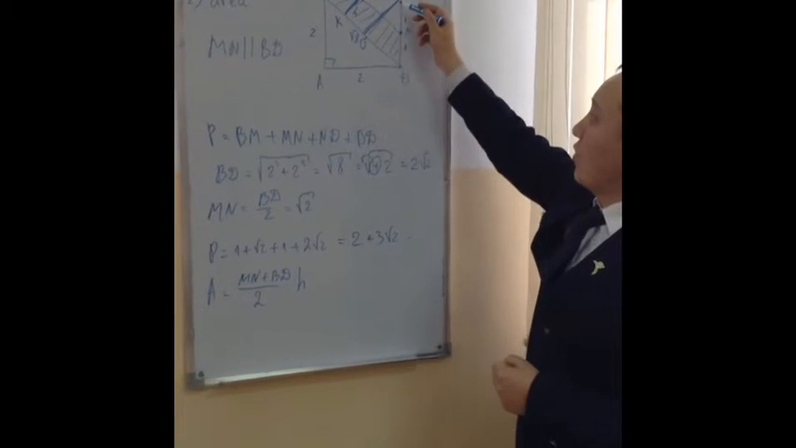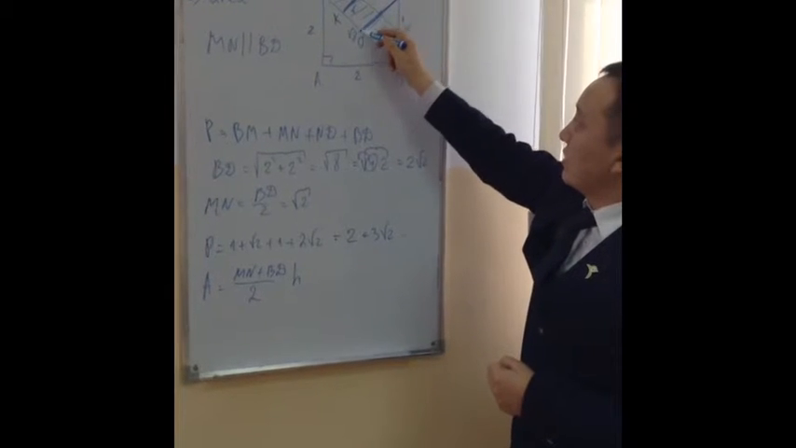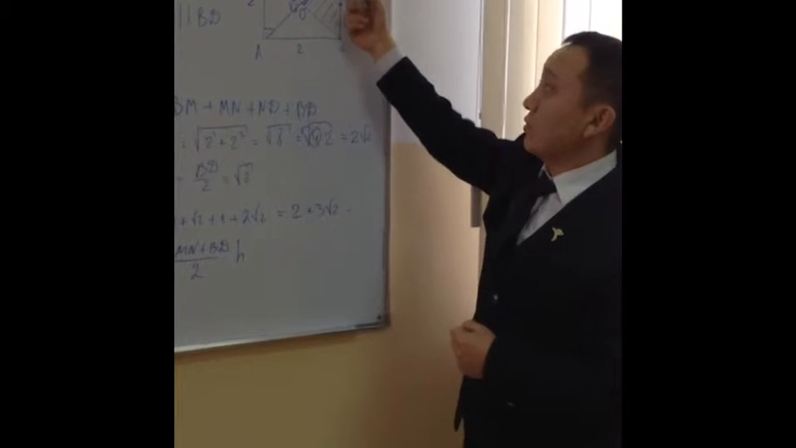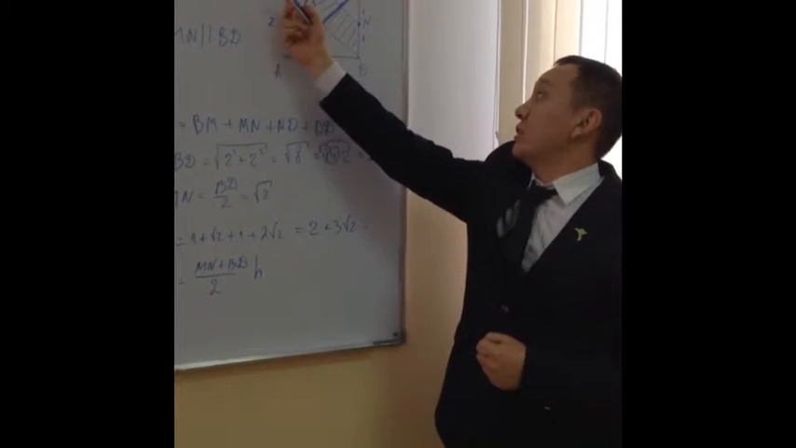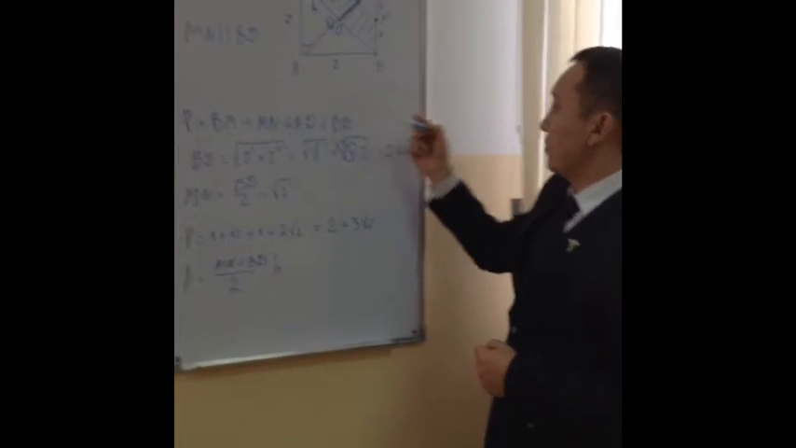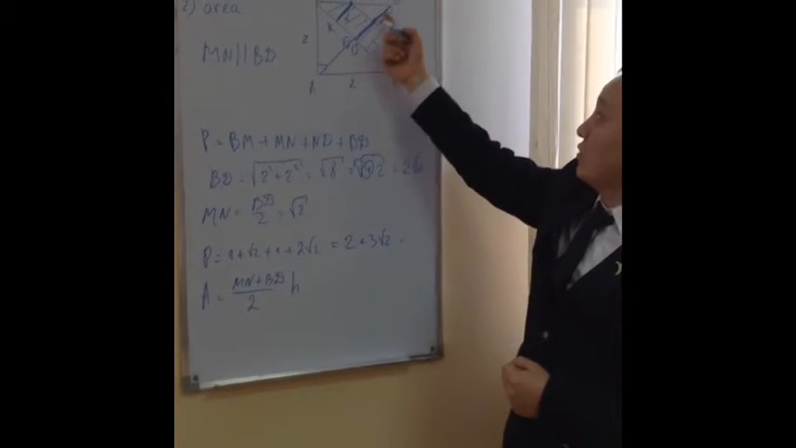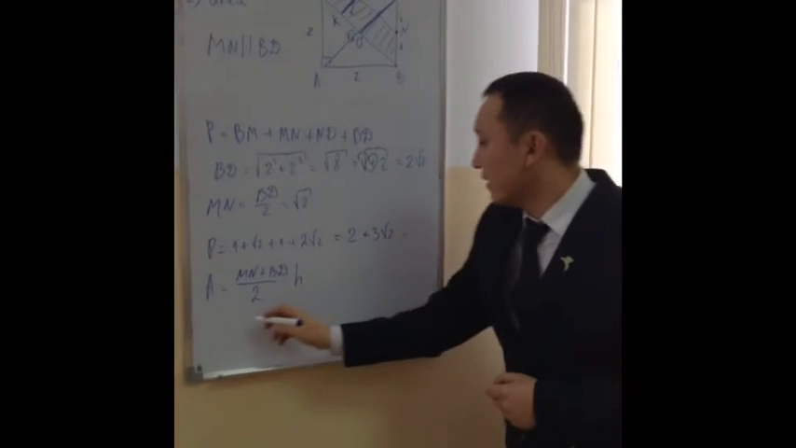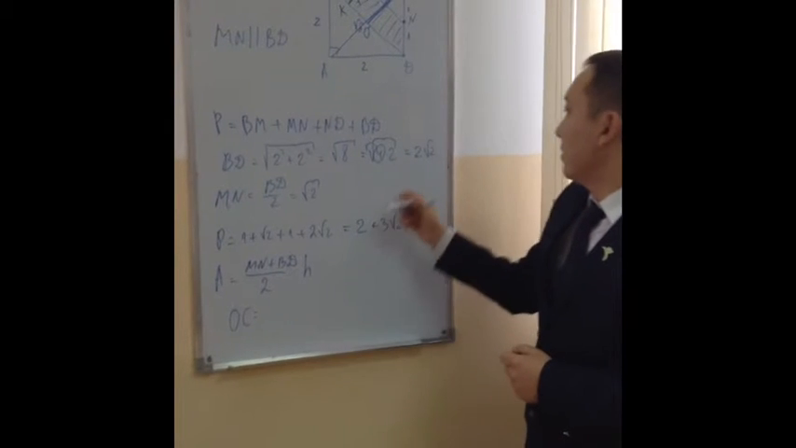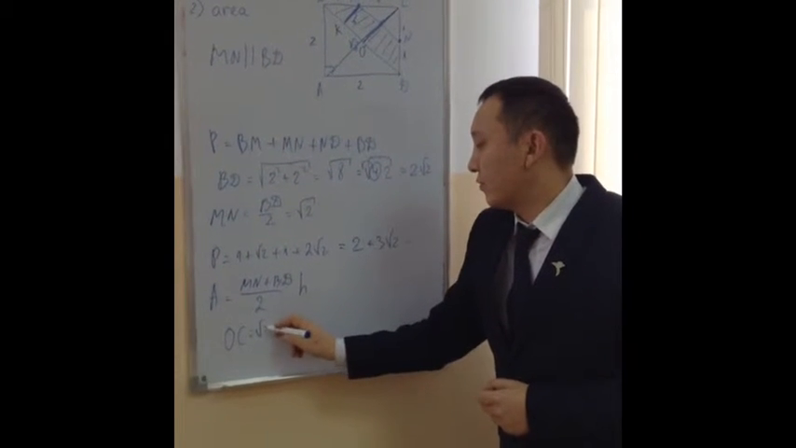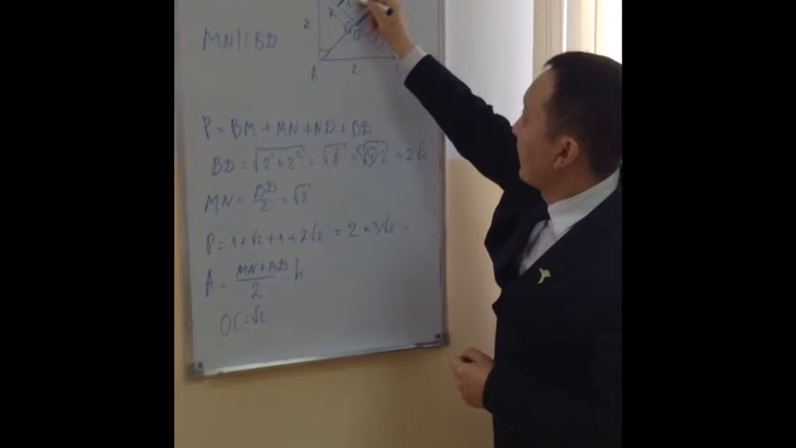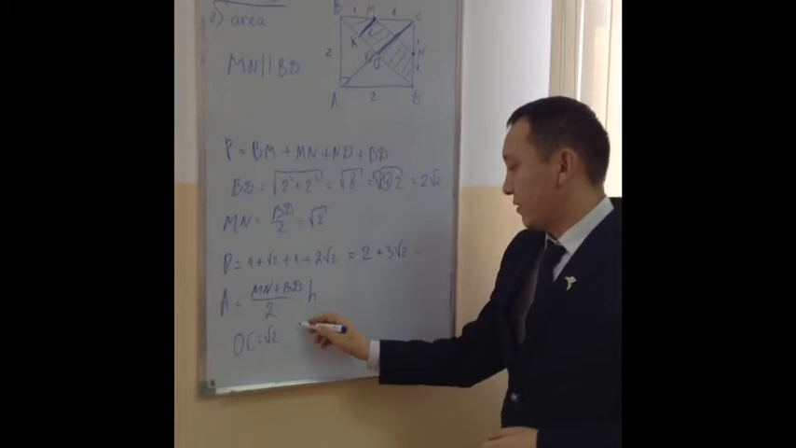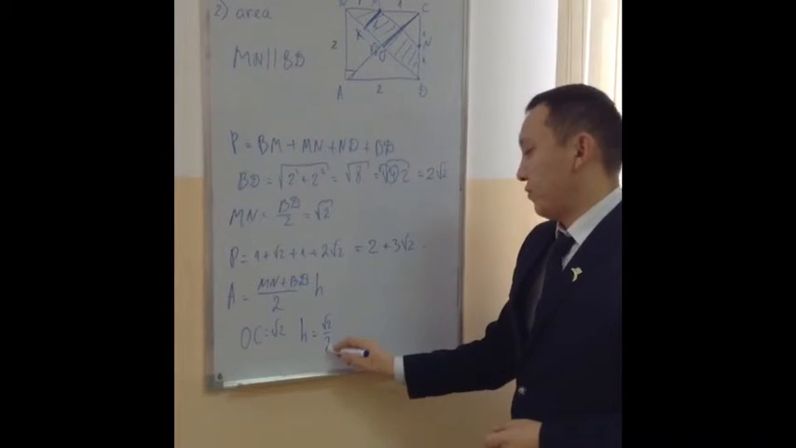And now we have to focus on OC. If I continue OC, it's going to be the diagonal of this square. The diagonal of this square, according to the Pythagorean theorem, is equal to BD. We already found BD, it was equal to 2 root of 2. And OC is half of this BD. So OC equals 2 root of 2 divided by 2, just root of 2. But the height of our trapezium is even less, it is half of this. So the height is equal to root of 2 over 2.